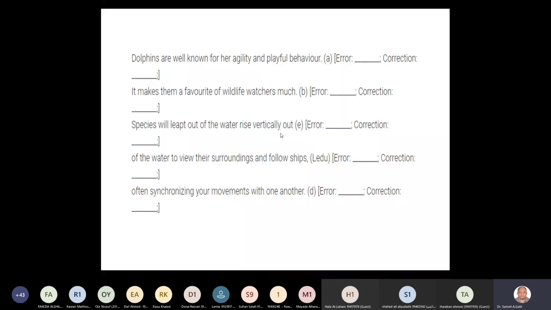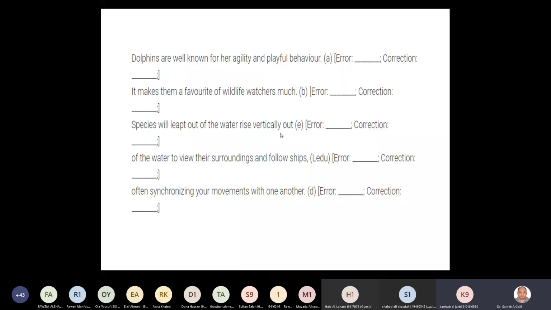Okay, let's move to number 3. So, can I say, Doctor? Yes, go ahead. My name is Kawkab. Okay, go ahead. Number 3. Species will leap, not lipped. So, species will leap, right? This is the verb in the base form without to.